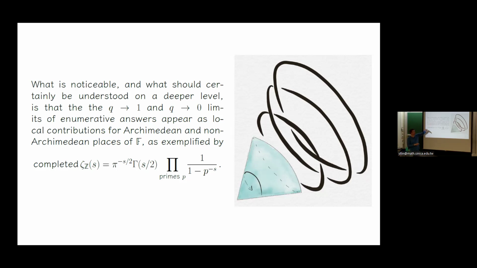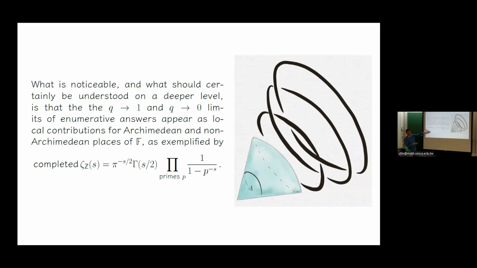maybe in half an hour or tomorrow, we'll talk about maps to P1 in our sense, counting maps to P1. We'll see that the local contribution we get is some kind of MacDonald polynomials. And then you can take two different limits. You can take that variable q to 1, or you can take that variable q to 0. And you'll see the things that correspond to Eisenstein series at Archimedean and non-Archimedean places.